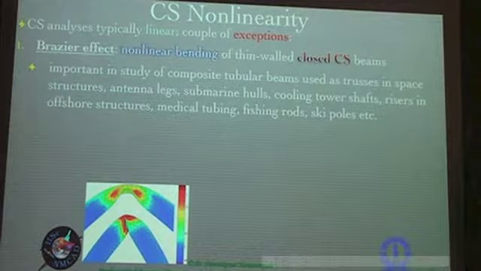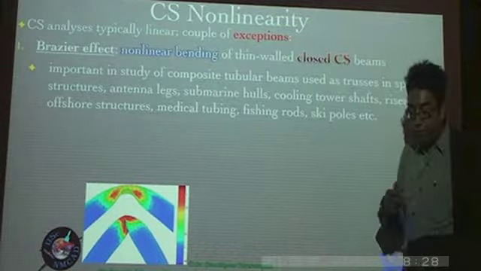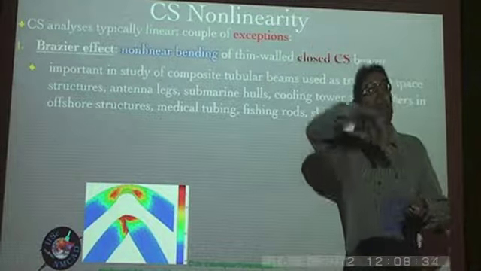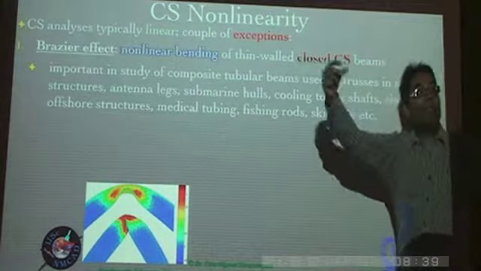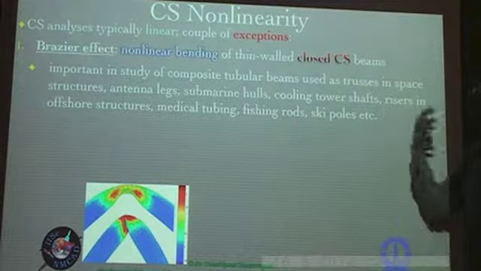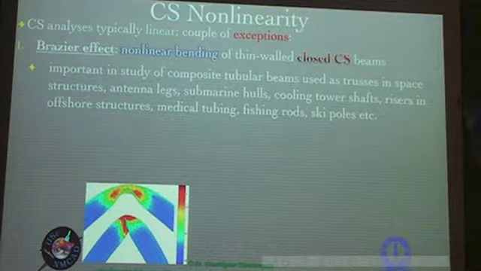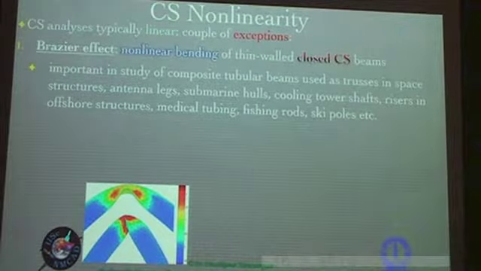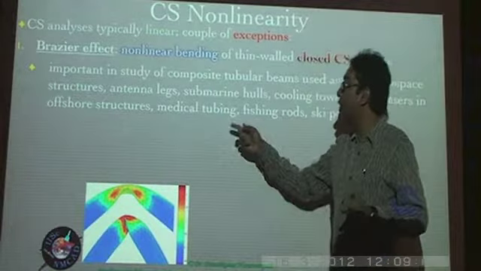So this is important in the study, for example, of composite tubular beams used as trusses in space structures. If you've seen many of the space structures, they have truss-like structures, especially for the deployment of antenna and so on and so forth. Many of those elements of the truss are basically thin-walled, either circular or non-circular cross sections, but basically closed cross sections. So it's important in the study of such composite tubular beams in space applications, antenna legs, submarine hulls, cooling tower shafts, risers in offshore structures. Once again, they are closed section, thin walled.